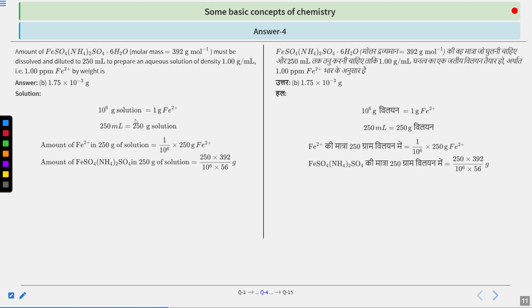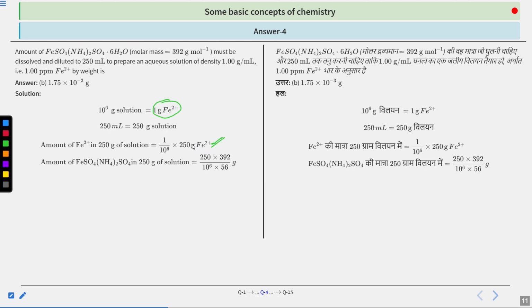Now, what is the amount of Fe2+ that is present? How will we find it? In 10^6 gram of solution, we have 1 gram Fe2+. So in 250 gram of solution, how much Fe2+ will be present? 1 gram of solution will contain 1 by 10^6 gram Fe2+, and 250 gram of solution will contain 250 by 10^6 gram of Fe2+. So in this way we calculate the amount of Fe2+.